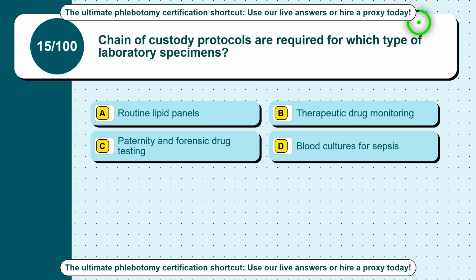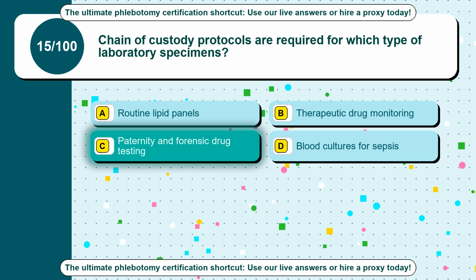Question 15. Chain of custody protocols are required for which type of laboratory specimens? Option A, routine lipid panels. Option B, therapeutic drug monitoring. Option C, paternity and forensic drug testing. Option D, blood cultures for sepsis. The correct answer is option C, paternity and forensic drug testing.